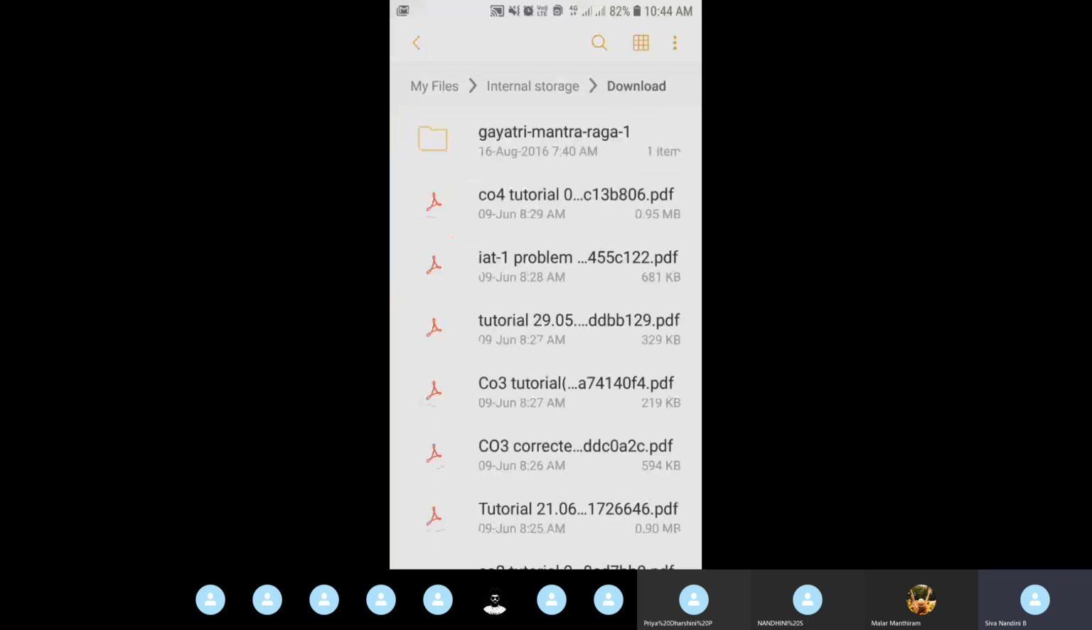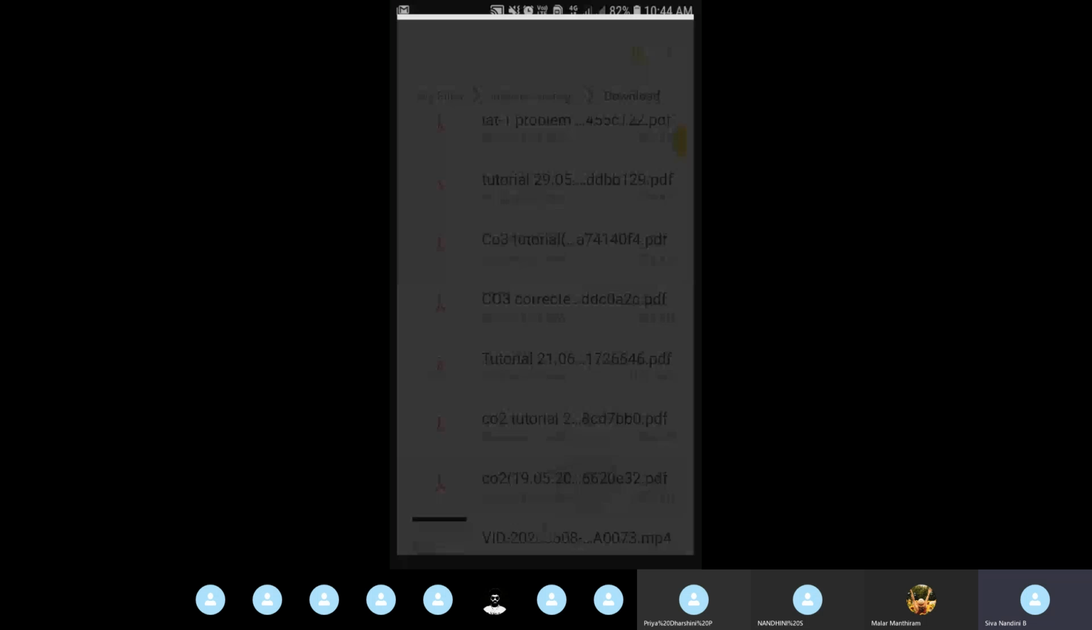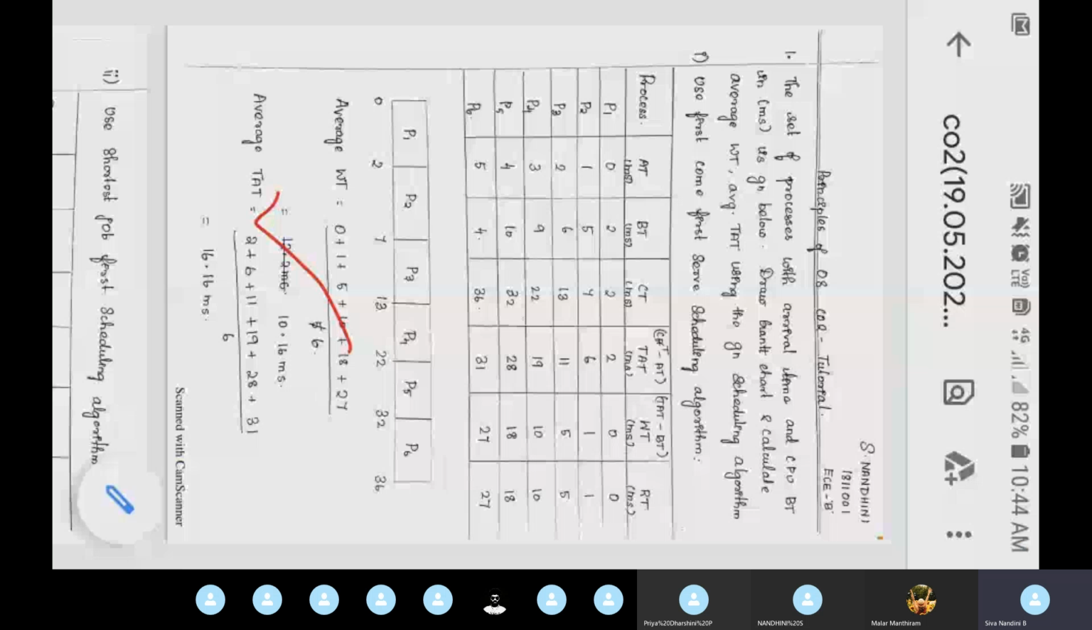Next, I hope everyone will be familiar with some of these algorithms. The remaining algorithms are easy, I think. I'll just give a quick recap of all those algorithms.